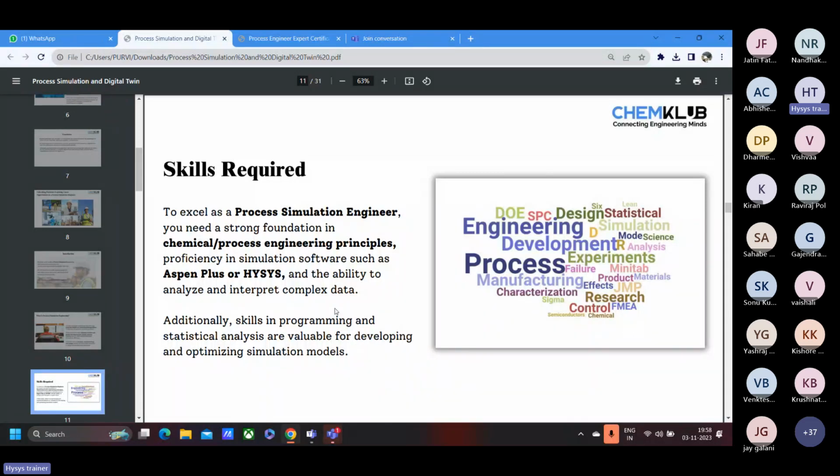So they only see graphs and charts. This is how you can best show it to them, and that is where your statistical analysis skill will guide you. So these are the most useful skills to develop in order to thrive in a process simulation engineering role.